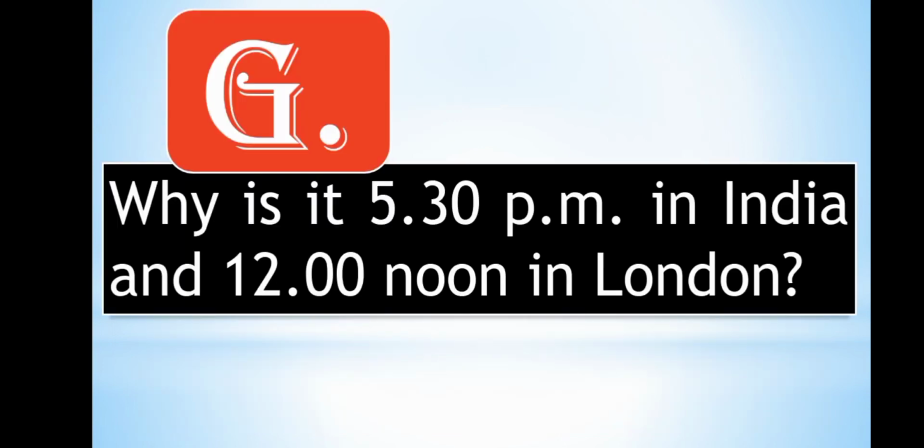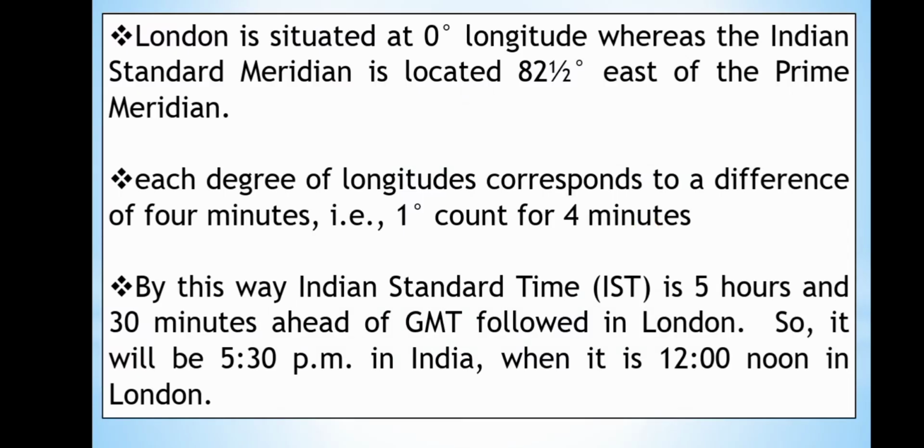Here it is. Next question is why it is 5:30 p.m. in India and 12 noon in London. So here the answer is London is situated at 0 degree longitude, 0 degree GMT that is. Whereas Indian Standard Meridian is 82.5 degree east of the prime meridian. So there is a difference. One is situated at 0 degree and another, IST, is situated at 82.5 degree east, right children?